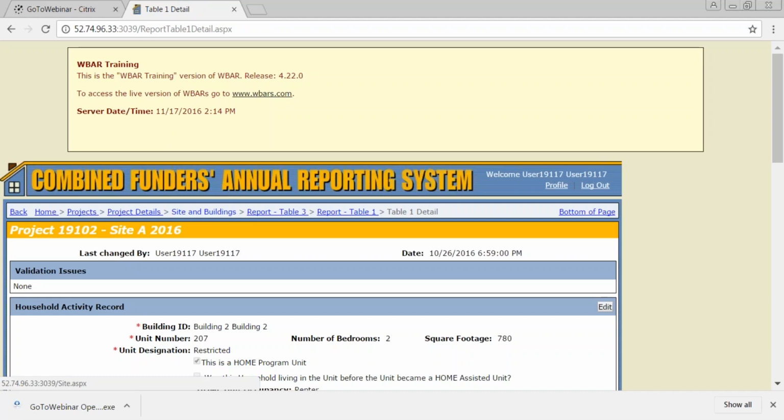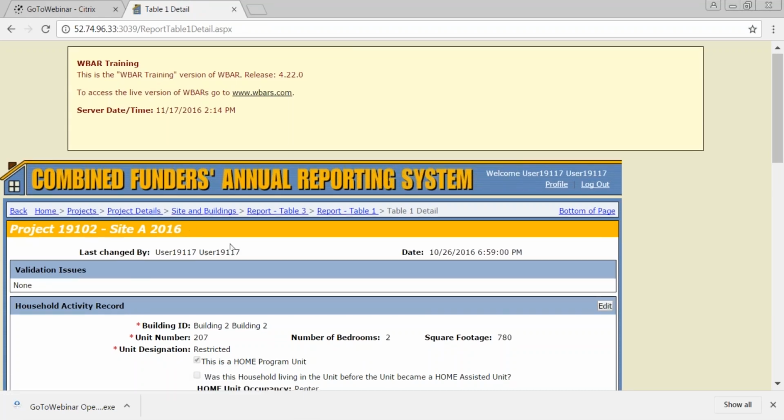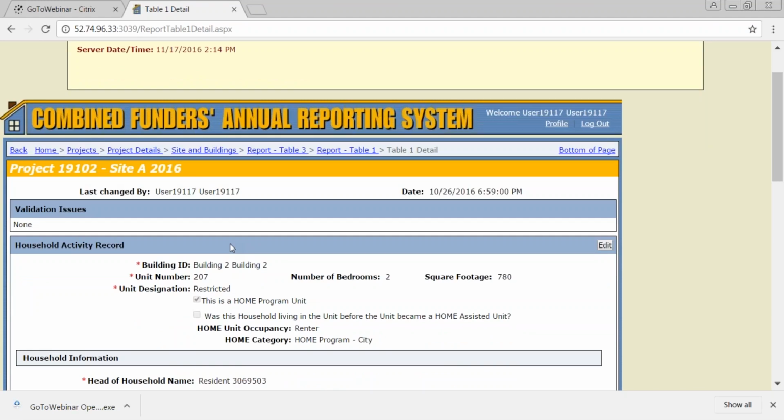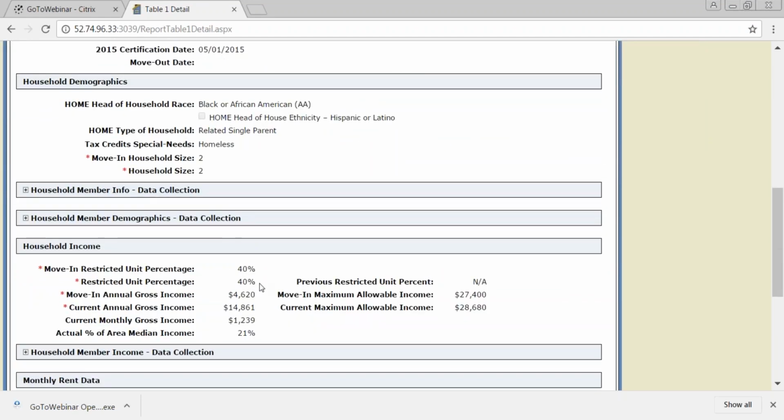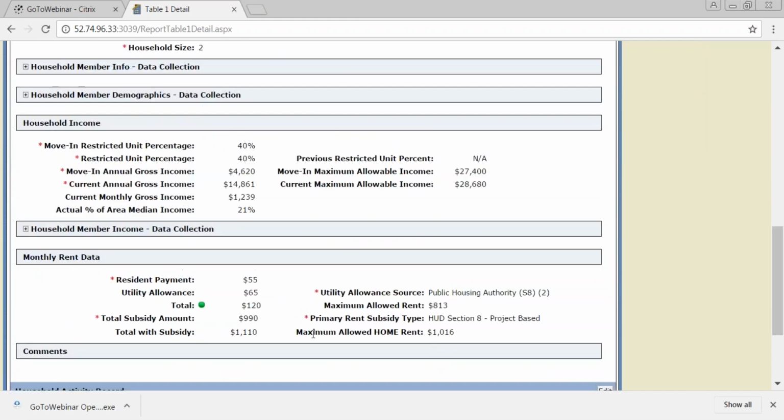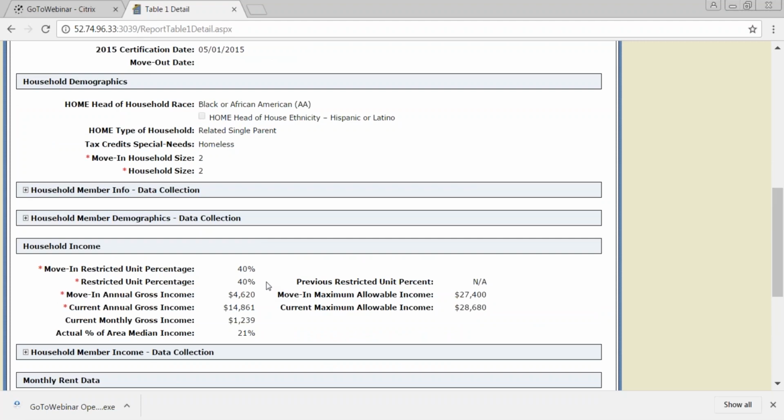All right, so I'm going to take a second and talk a little bit about home rent limits and income limits. So there are low home units and high home units. If the restricted percentage that you select for the unit is 50% or below, then that unit is a low home unit, and the low home rent is populated. And that's going to show up down here. If you have a restricted percentage that's above 50%, so 60, 80, then it is a high home unit.